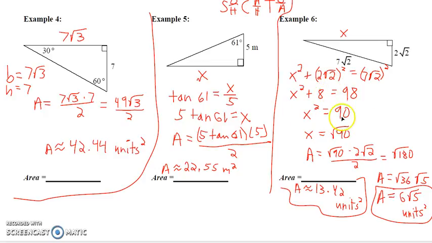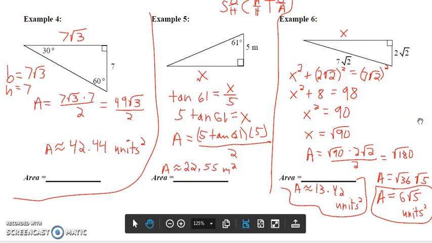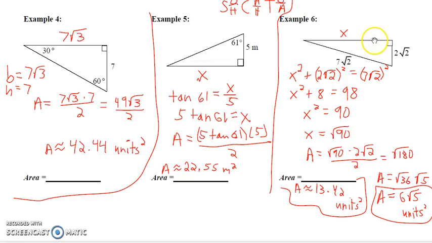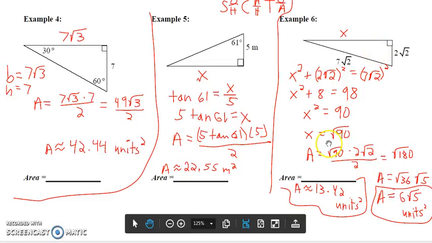So I subtract 8. How do I go from x squared to x? That's a square root. Now normally in algebra, when you go from x squared to x, you have to put the plus or minus in front of the square root of 90. Except we're dealing with the side length of a triangle, which has to be positive. So I just call x square root of 90. So that's the base, let's call it. So the 2 root 2 would be the height. So I multiply those, and then I divide by 2.